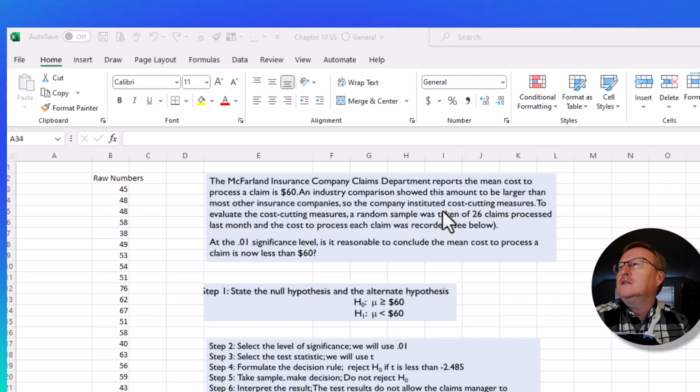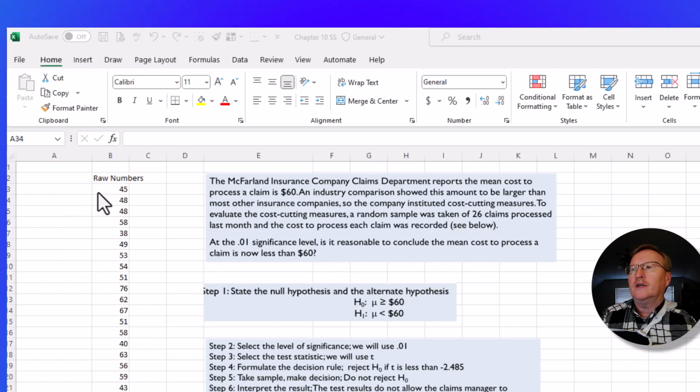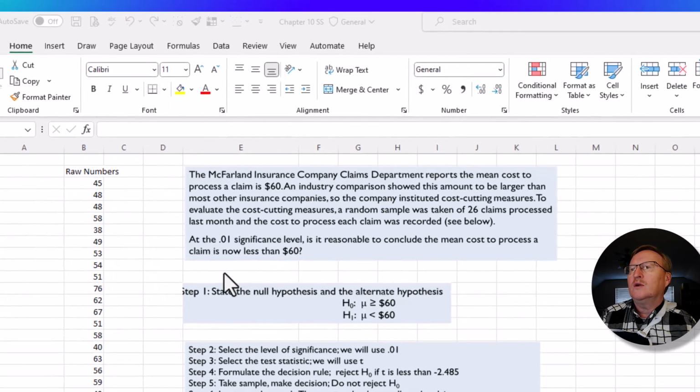So the company instituted a cost-cutting measure, and to evaluate the cost-cutting measure, a random sample was taken of 26 claims processed the last month, and the cost to process each claim was recorded. See below. Well, that's over here onto the side, obviously. At the 0.01 significance level, is it reasonable to conclude the mean cost to process a claim is now less than $60?